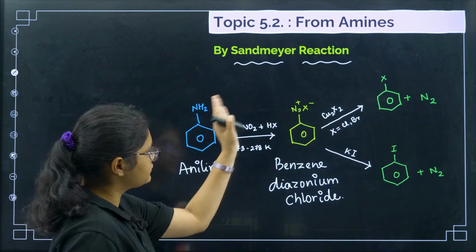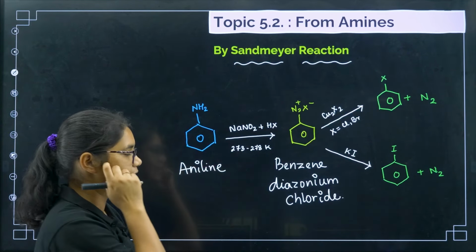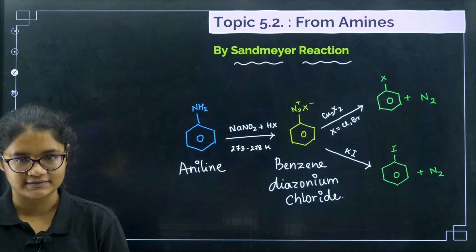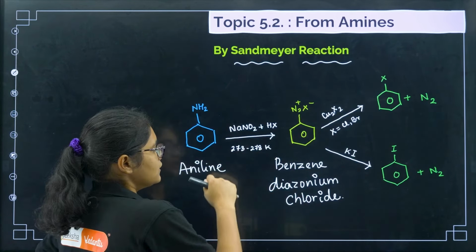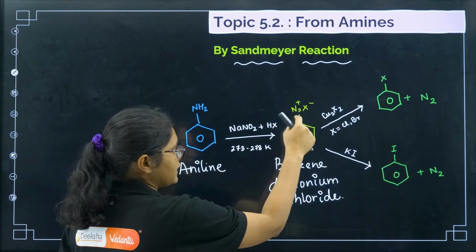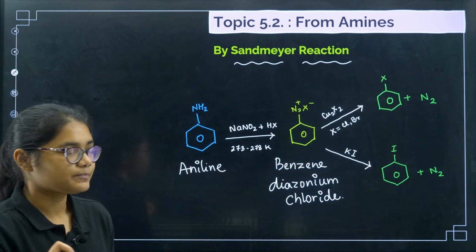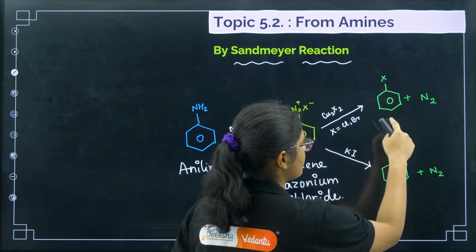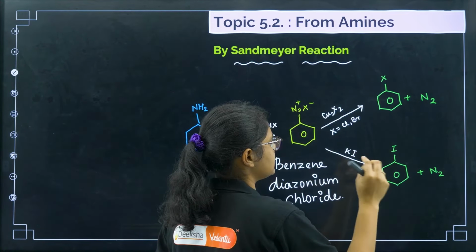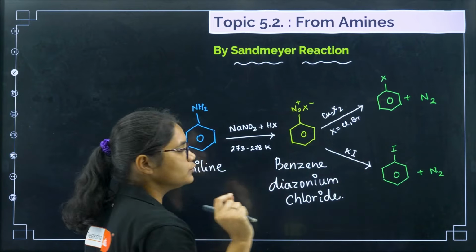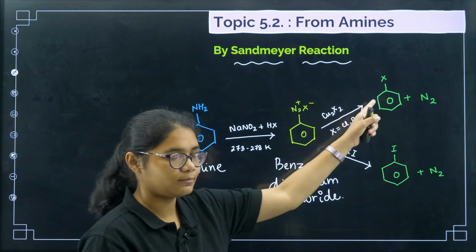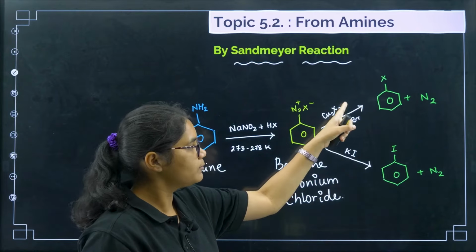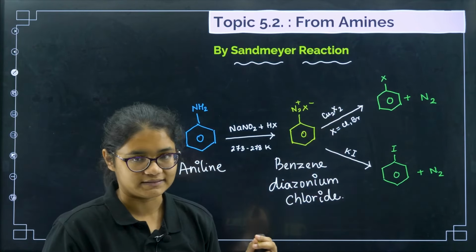How to convert this to this? You have to use the reagent NaNO2 plus HX, generally NaNO2 plus HCl. Now this gets converted to N2+ and X-. From here we can get bromobenzene or chlorobenzene very easily. You can use the reagent Cu2X2. If you use Cu2Cl2, we will get chlorobenzene. If we use Cu2Br2, then we will get bromobenzene.